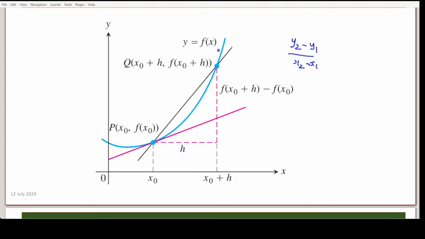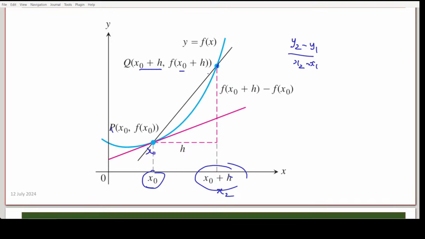Let's say 2 points, x naught and whatever x2. What is the value of the function at x naught? It is f of x naught. And the value of the function here is f of x naught plus h. What is this point then? x0 plus h and f of x0 plus h, right?